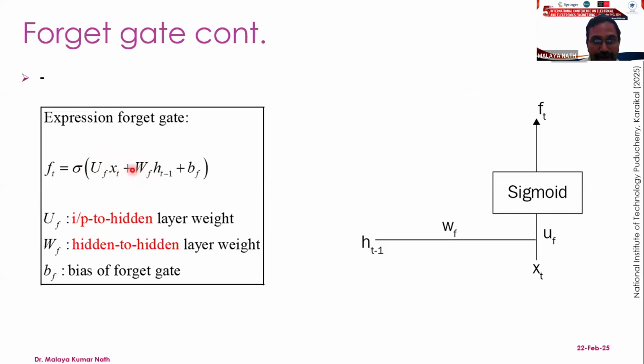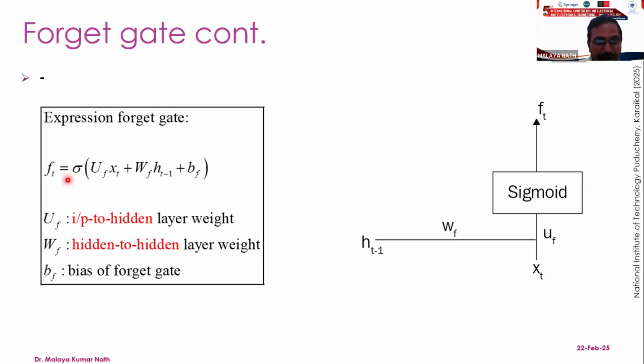W is nothing but the weight that is associated with the hidden state to hidden state. F represents that it corresponds to the forget gate. H of t minus 1 is nothing but the previous state information. And what is bF? bF is nothing but the bias that is associated with the forget gate. So the expression for the forget gate can be represented as sigmoid of U of xt plus W of h of t minus 1 plus bF.